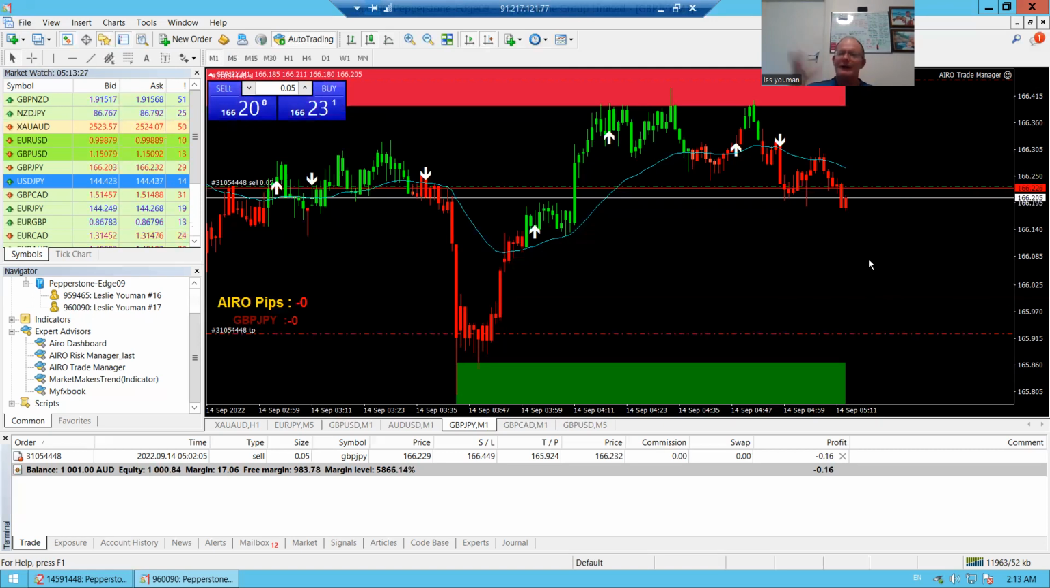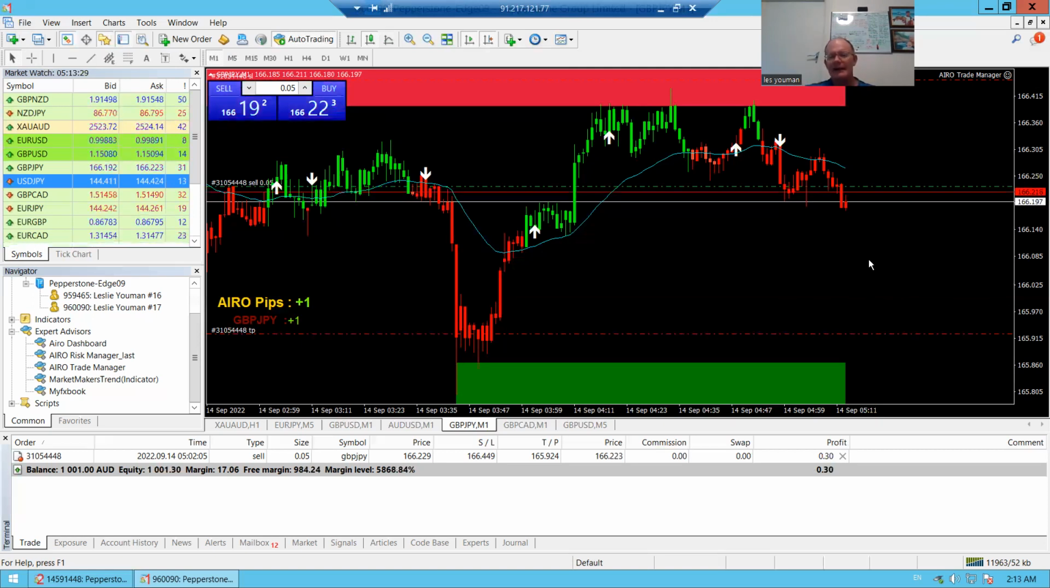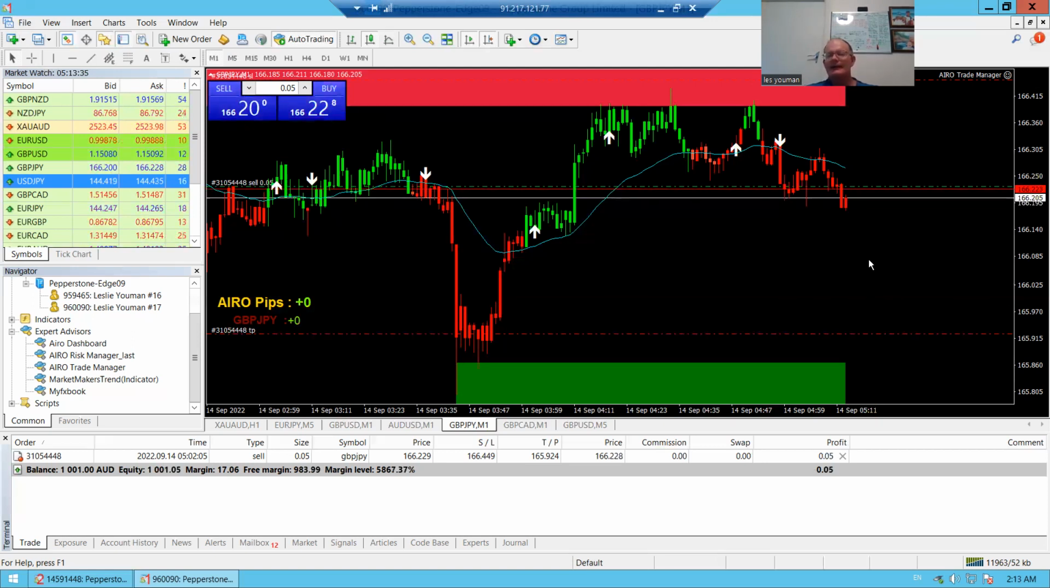If it retraces back up and hits my stop loss, I'm only going to take 1 pip of profit. So it's not going to be enough to be worthwhile, but it's made it a no risk trade. And then if the market gets down to here, it'll lock in 7 pips, which isn't a lot, but it's still profit. And hopefully it goes all the way down to here, and that would be a 1.5% profit on my account.